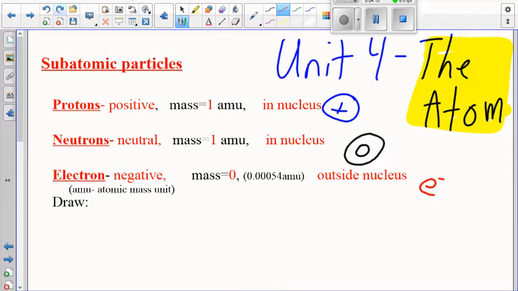You will not see neutrons drawn very often. You won't see the donut, but you will see the protons and electrons drawn. It's included later in this lecture.